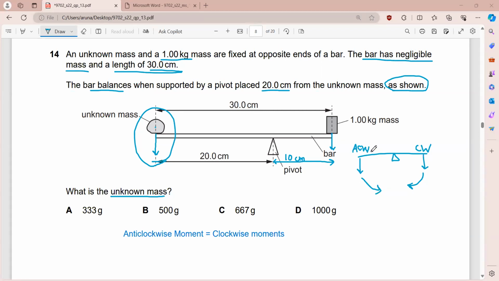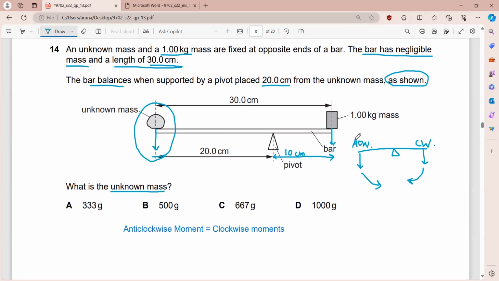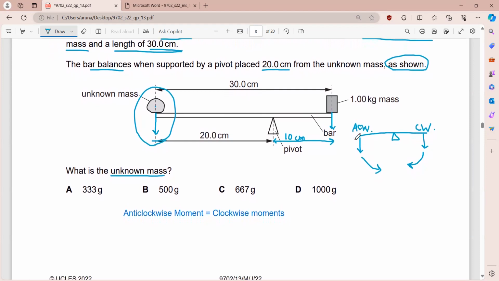So in this case, this is the anti-clockwise moment and this is the clockwise moment. So the unknown mass is anti-clockwise, this is clockwise. To calculate clockwise moment or any sort of moment, you're going to do force times perpendicular distance from pivot. I always suggest you write the distance or any unknowns that you have. So write the distance between the force and the pivot, which is 10 centimeters.